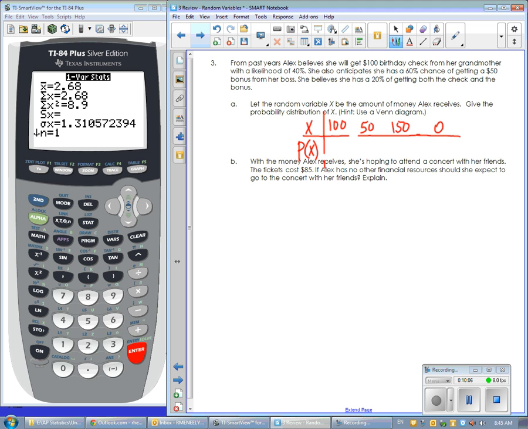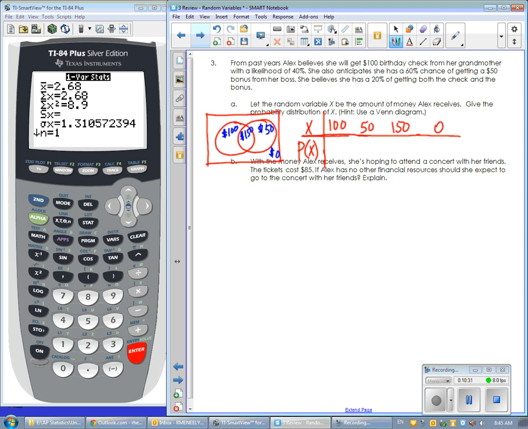And you're given a hint, and the hint is to use a Venn diagram. I will tell you right now that I'm not going to put that hint on the test. So you're going to need to recognize that the probabilities are too big. And so we're going to have to construct a Venn diagram. So here's the $100, here's the 50, and in the middle will be the 150. And then obviously out here, she's not earning anything.